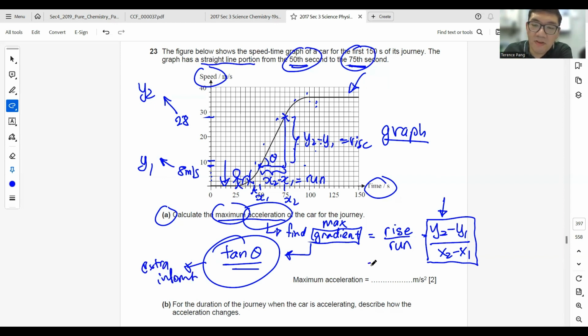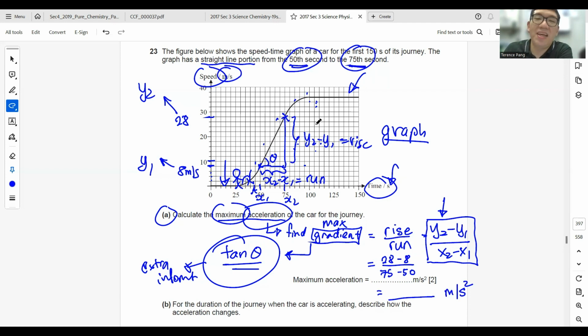We can now proceed to calculate the rise over run. So it's 28 minus 8 over 75 minus 50. Check all the units: seconds, meters per second. It's fine, no need to convert. And then you have the answer in terms of meters per second squared. Done. And that's how we solve this question. You're lucky that this is a line.